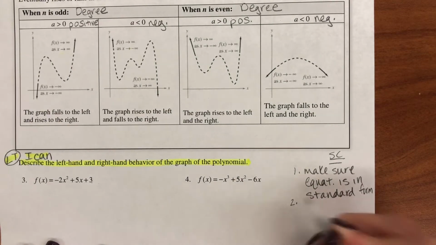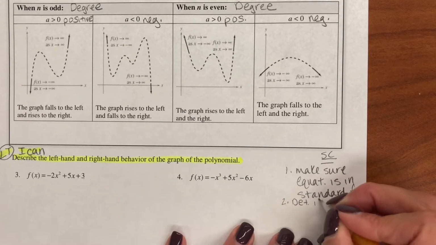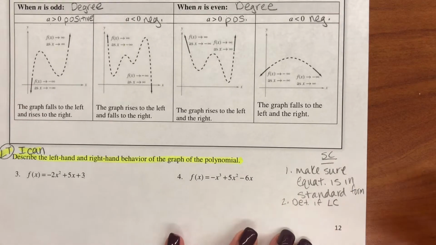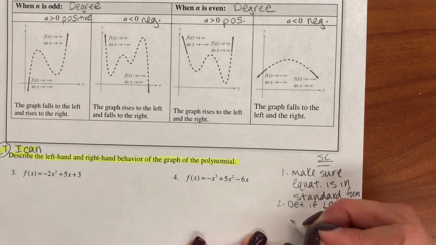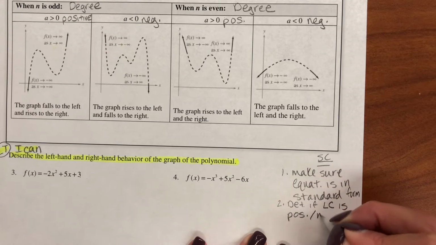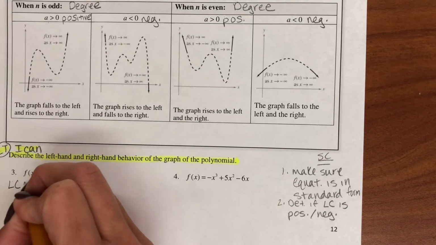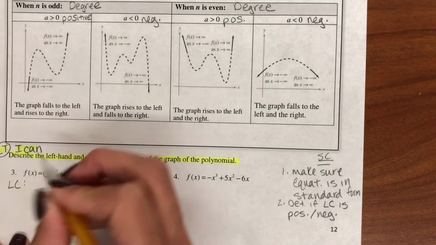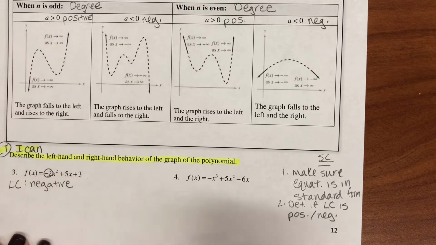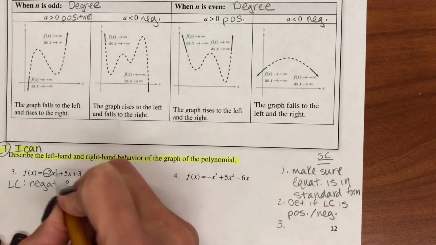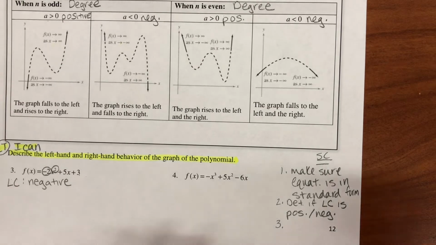All right, step 2, we want to determine if our leading coefficient, I'm going to just call it the LC, is positive or negative. So my leading coefficient here is -2. So my leading coefficient is negative. Now I'm going to look at the degree. So the highest degree would be x squared, so 2 is my degree.